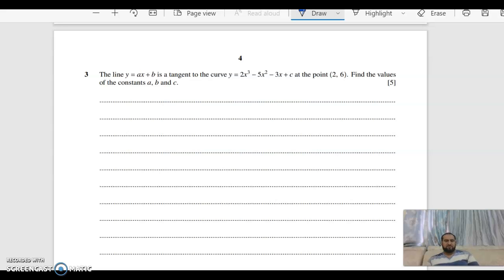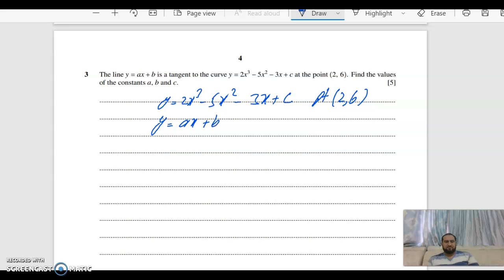Question number 3 says the line y equals ax plus b is a tangent to the curve y equals 2x cubed minus 5x squared minus 3x plus c, and this is tangent at the point (2, 6). Find the values of the constants a, b, and c. We know the line y equals ax plus b is a tangent to this curve.